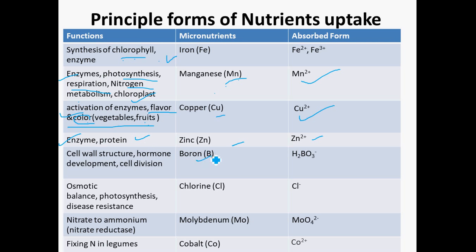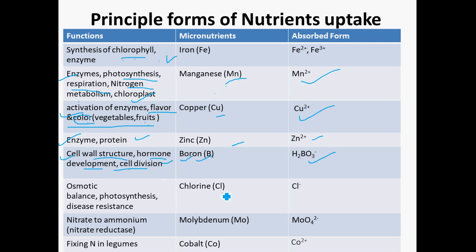Now boron. Plants take up boron in the form of hydrogen borate, and it helps hold together the cell wall structure in plants. It is also helpful in hormone development and in cell division.